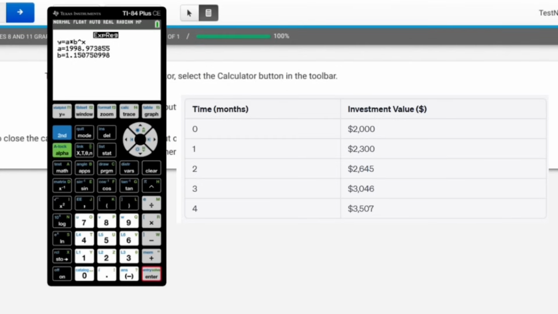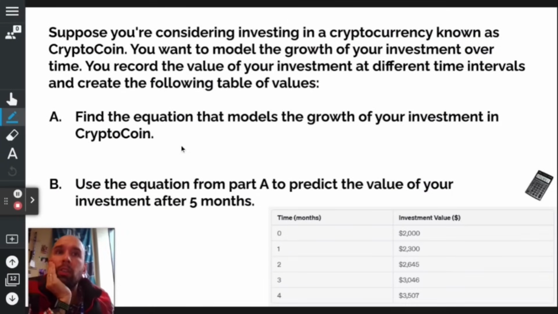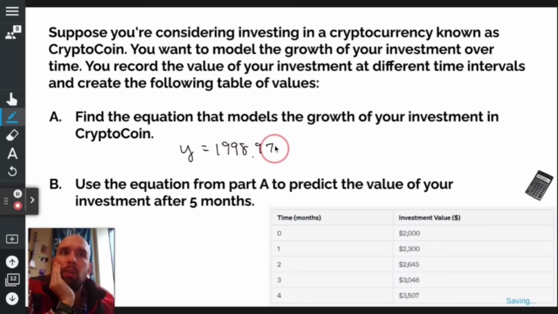y equals 1998.974, I guess we'll round it to, and that'll be multiplied by 1.151 to the x. All right, so the equation that I got was y equals 1998, the year of my birth, .974 times 1.151 to the x. Exponential growth. So that's the exponential. Definitely not linear, definitely exponential. Use the equation from part A to predict the value of your investment after 5 months.